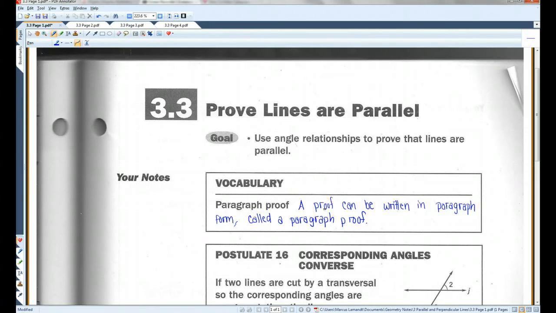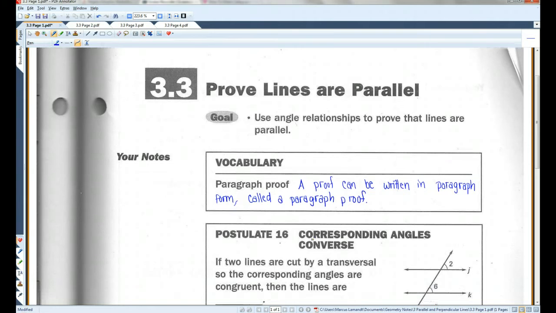Those of you who end up taking pre-calculus or any higher level math, this is the form you will generally be writing proofs in. For this class, however, 90% of the proofs we do are going to be 2-column proofs.